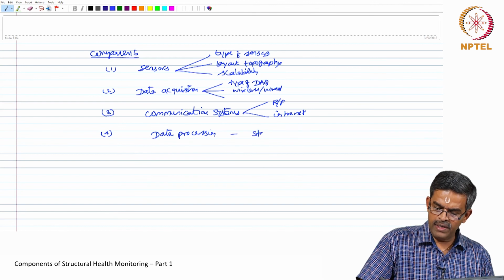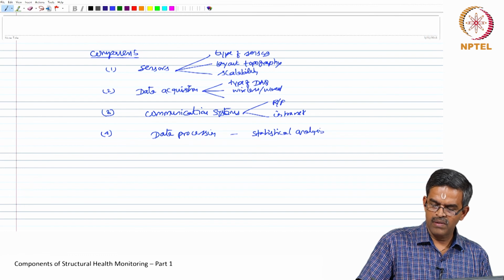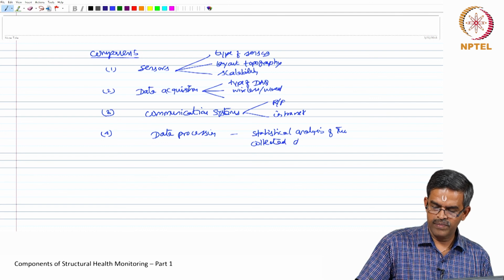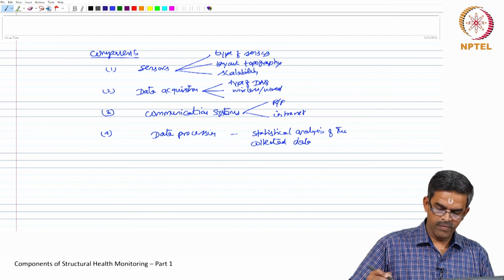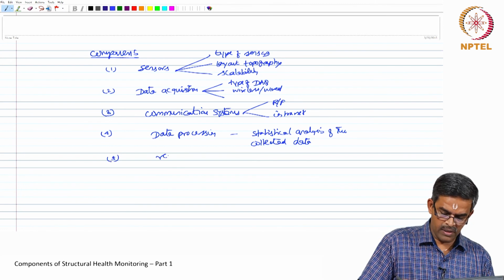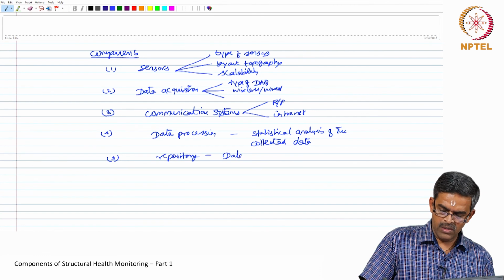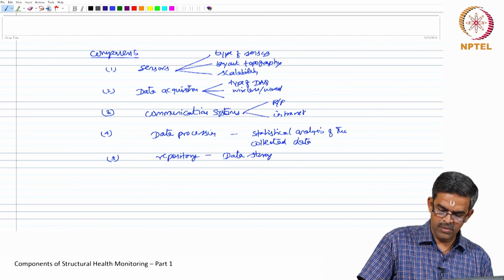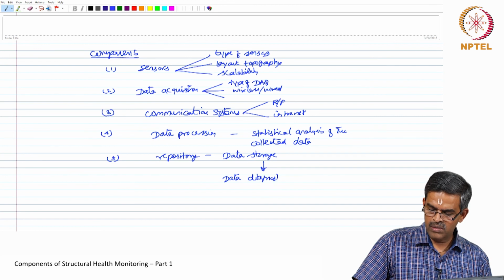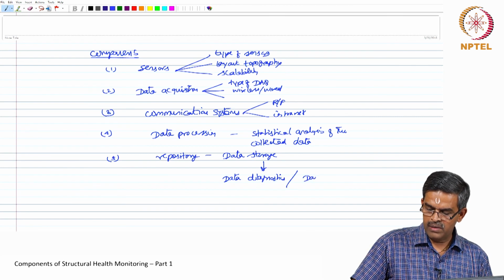which will be dealing with the statistical analysis of the collected data, which is then deposited in a repository, which we call as data storage, which also require data diagnostics and data retrieval.